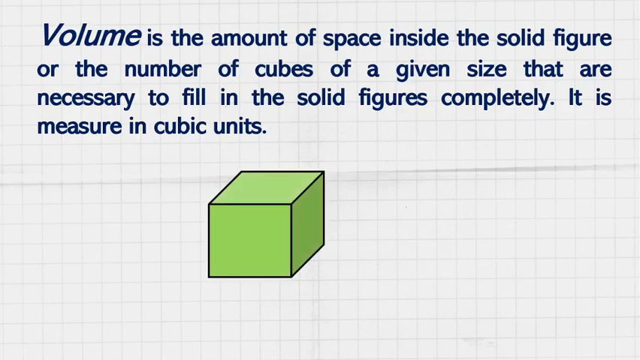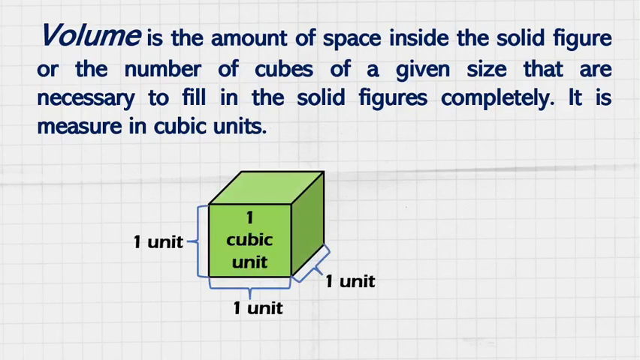A cubic unit is a cube whose sides measure 1 unit. So this will be called 1 cubic unit. If each side measures 1 centimeter, it will be called 1 cubic centimeter. If it is 1 meter, then the volume will be 1 cubic meter.